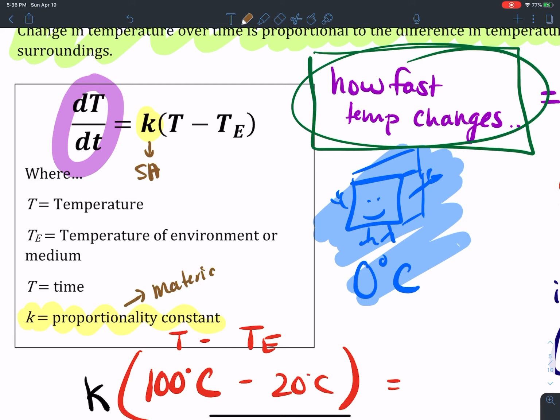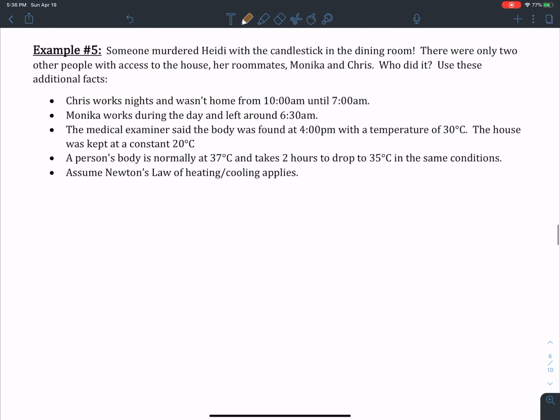And that's what I want us to know moving forward, because in one of our examples, we're going to assume it's material specific. So we have two examples with Newton's law of heating and cooling. First one, epic example here. Someone murdered Heidi with a candlestick in the dining room. A little ode to the game of Clue there. There's only 2 other people with access to the house, and they were her roommates, either Monica or Chris. We're trying to see who murdered her. We need to use the facts.